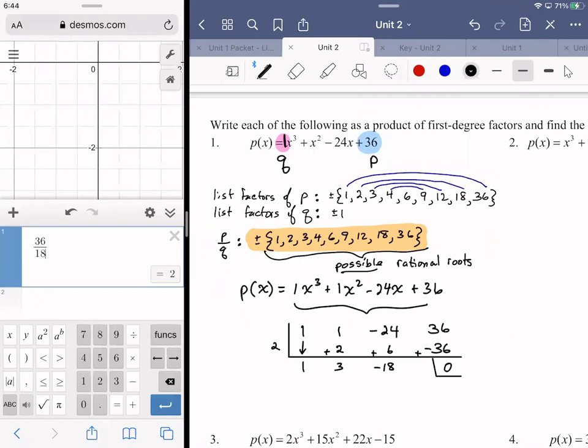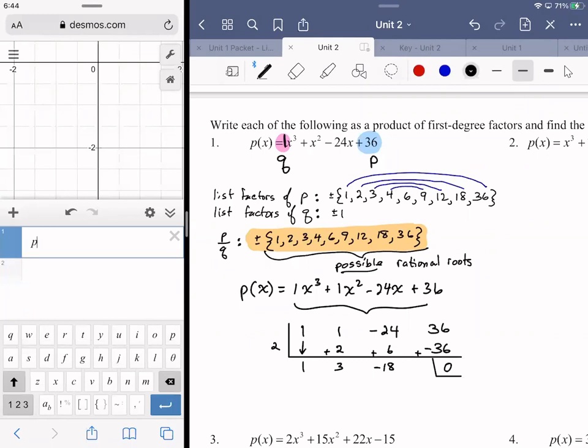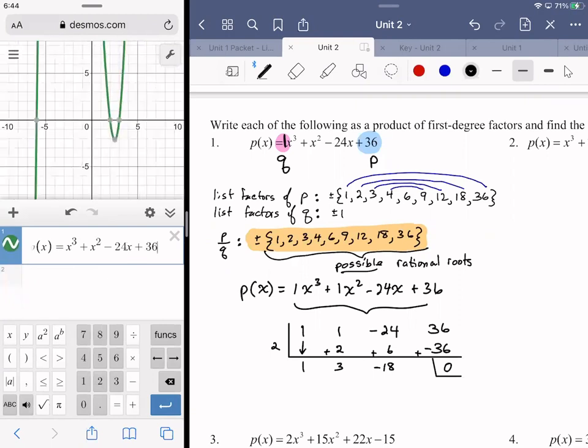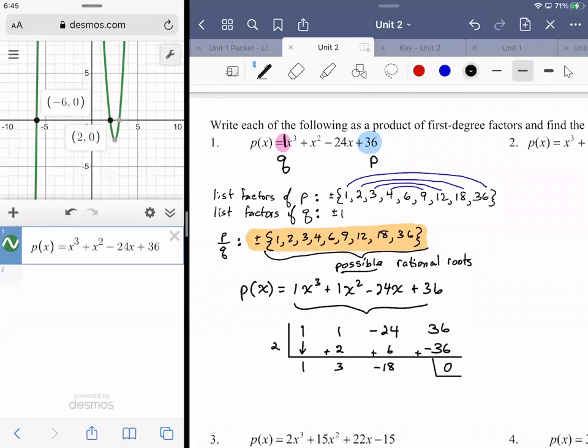Now, like I was saying before, archaic topic. Let me show you real quick. I would type in p of x. You can write f of x, you can write y equals whatever. x to the third plus x squared minus 24x plus 36. Now, nothing shows up on my graph because I don't have a good window. But if I go to the home, I now have a good window. If I'm looking for rational roots, I'm looking for clean x-intercepts. Boom, boom, and boom. -6, 2, and 3.